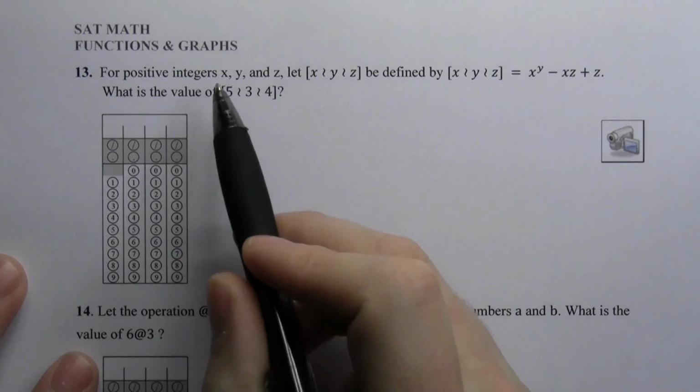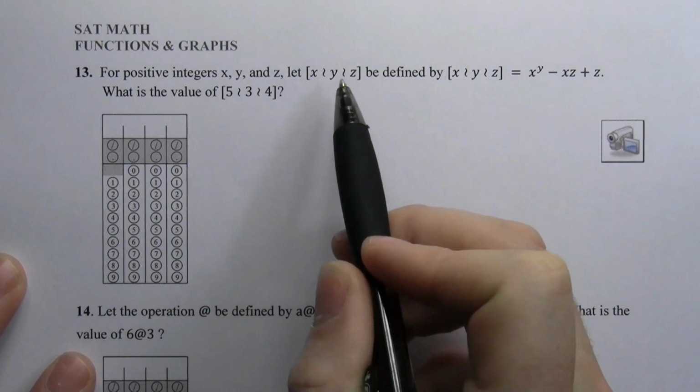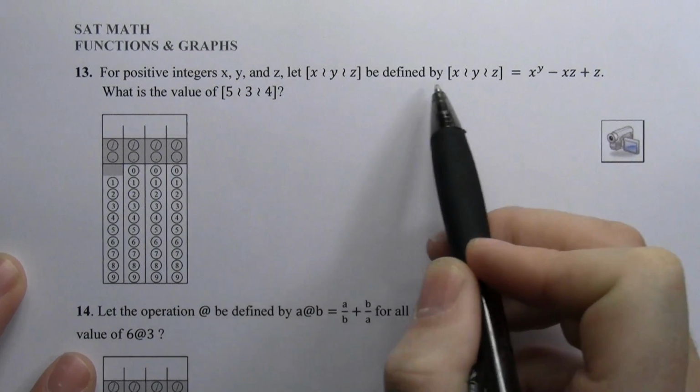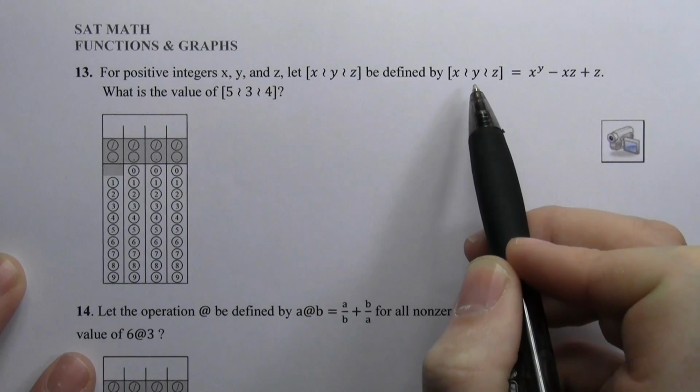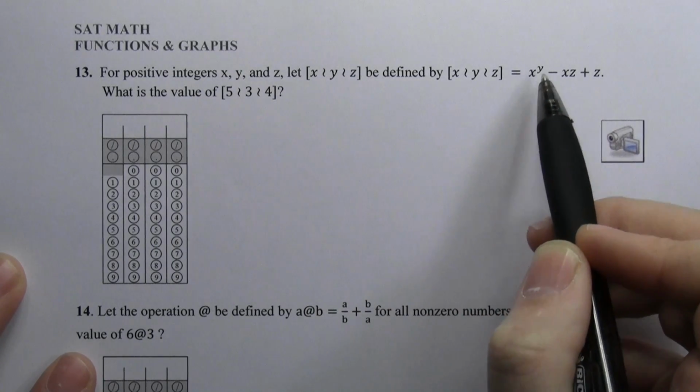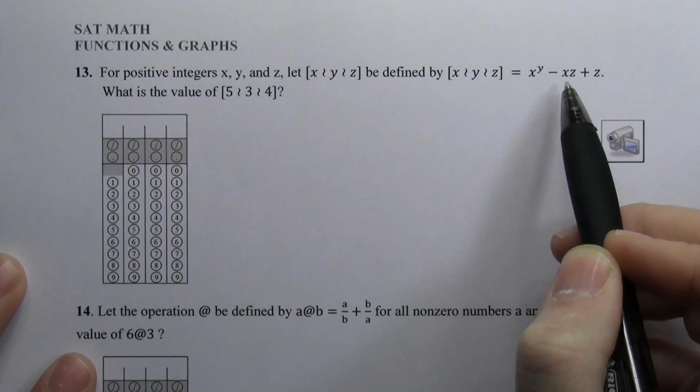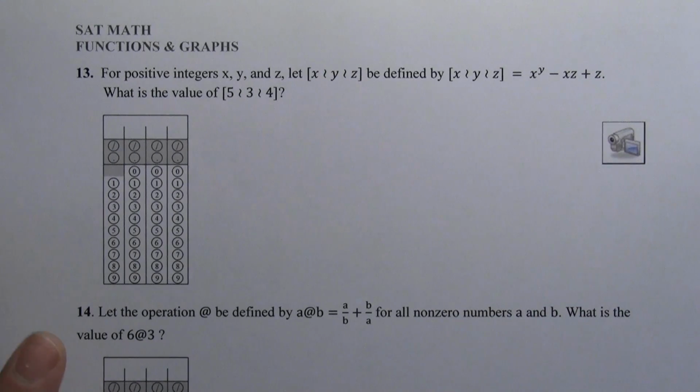It says, for positive integers x, y, and z, let x squiggly line y squiggly line z be defined as x squiggly line y squiggly line z is equal to x to the y minus xz plus z. And you say, oh wow, was I sleeping in math class one day? Did I miss that day? What the heck does squiggly line mean? I'd never learned that.